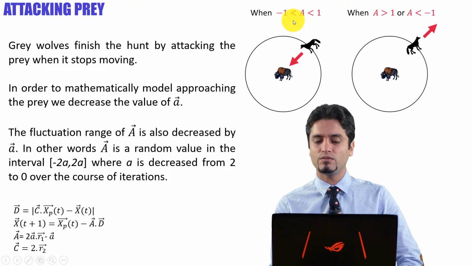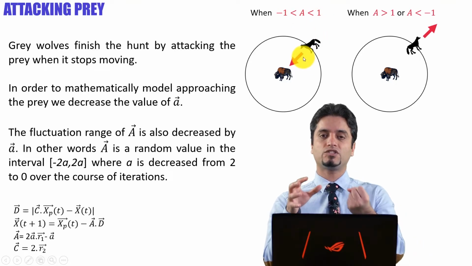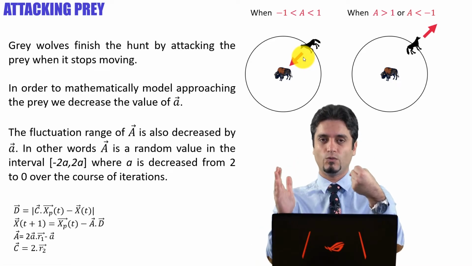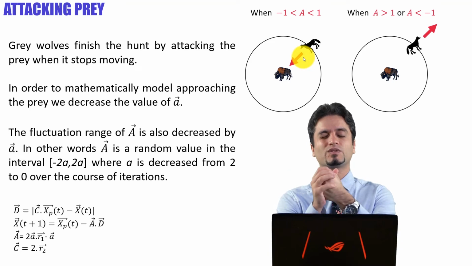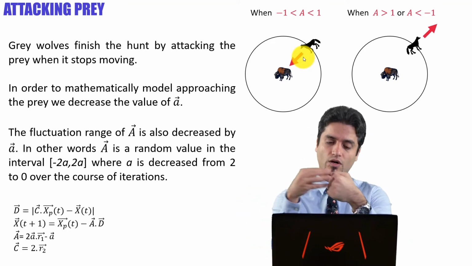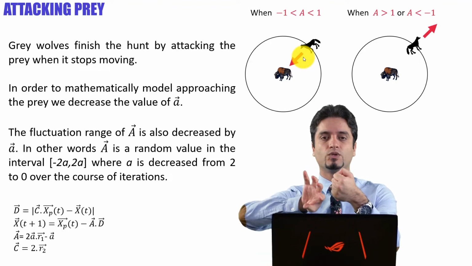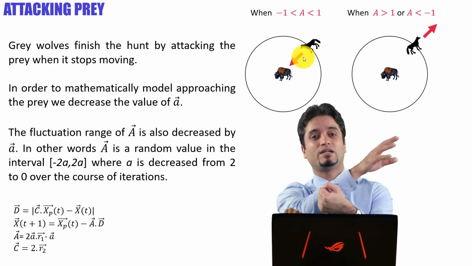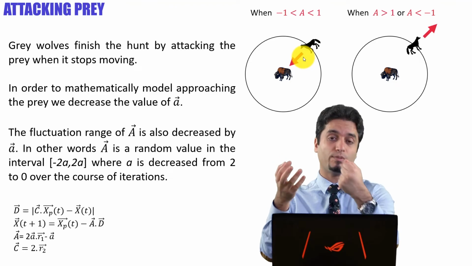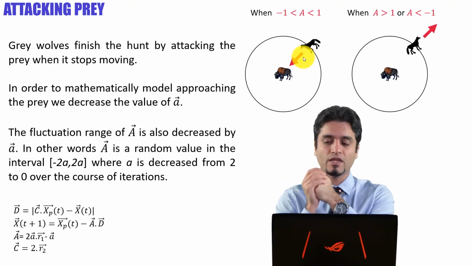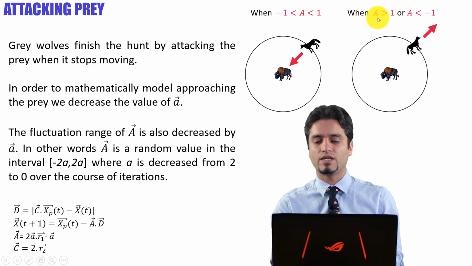When A is between -1 and 1, the position of the gray wolf is inside the distance between the wolf and the prey. And that's some sort of convergence. You're converging toward the prey. But that's not always ideal. In a stochastic algorithm, sometimes you want to diverge because you want to explore better areas, maybe better than where you are, because this might be a locally optimal solution. And that's where the other numbers come into play.